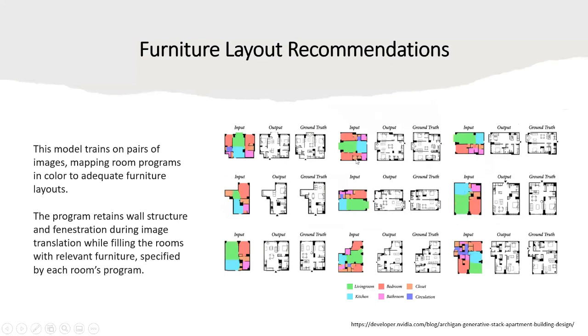Furniture layout recommendations. The model will take the input of this colored floor plan which was generated in the previous model, and ground truth, that is labeled data. We have to tell the model what kind of output we want, and then it will give the output for a particular layout. So deep learning with architecture can even give us recommendations of the furniture layout of the plans.